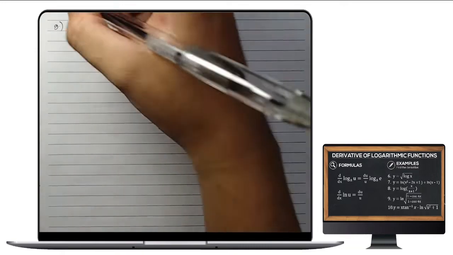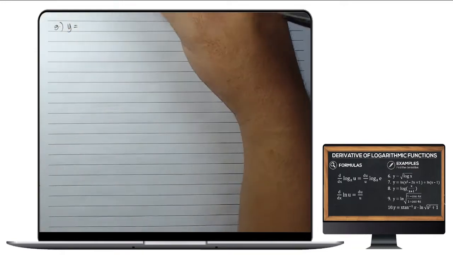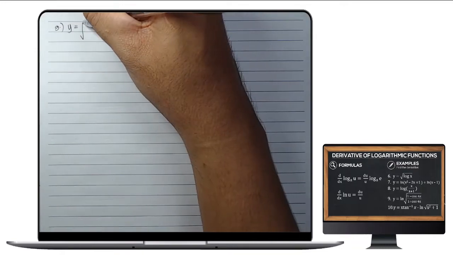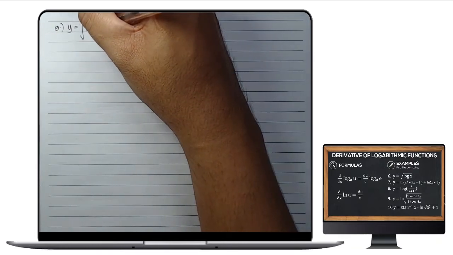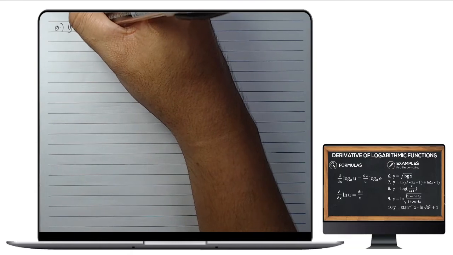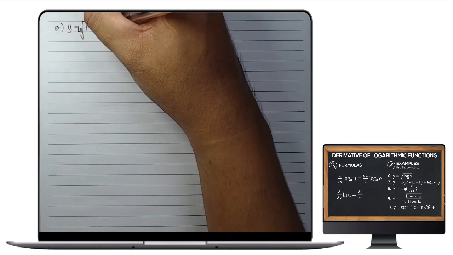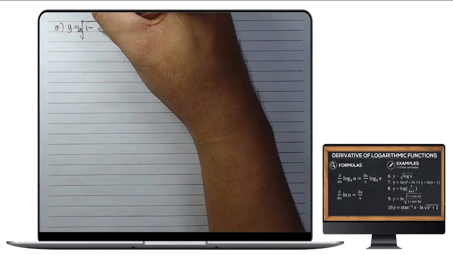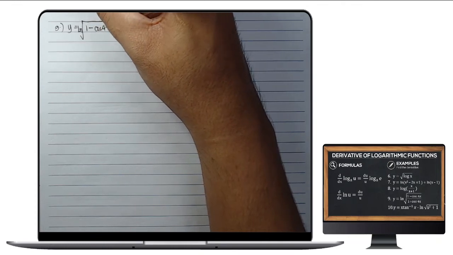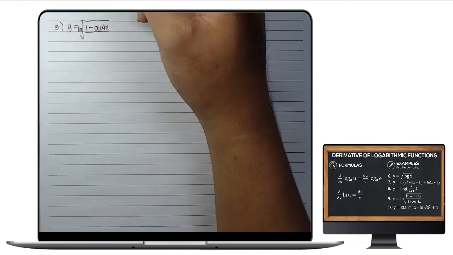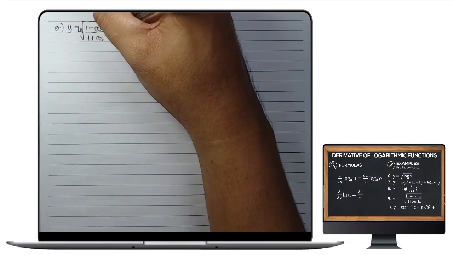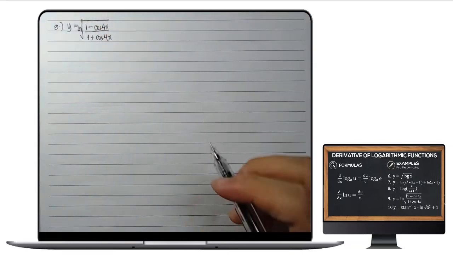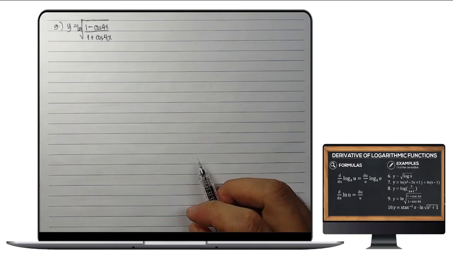Okay, so y natin is equal to square root of... y is equal to ln square root of 1 minus cosine of 4x all over 1 plus cosine of 4x. Okay?